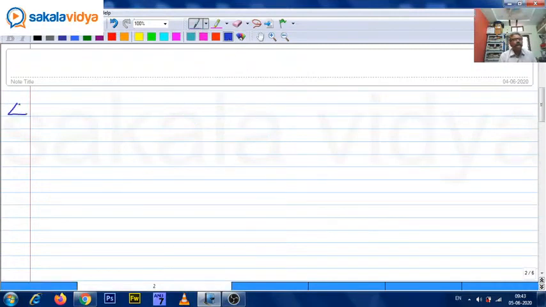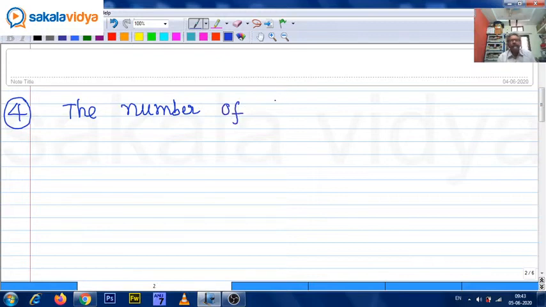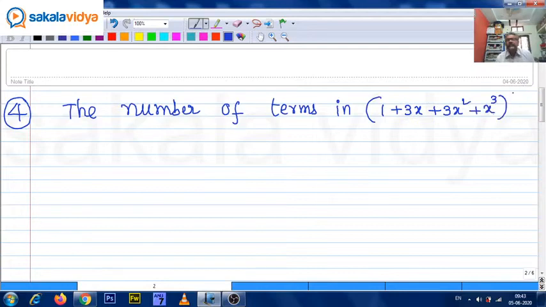Now, fourth problem. The number of terms in (1 plus 3x plus 3x square plus x cube) raised to 6 is: first option 17, second option 19, third option 21, fourth option 16.